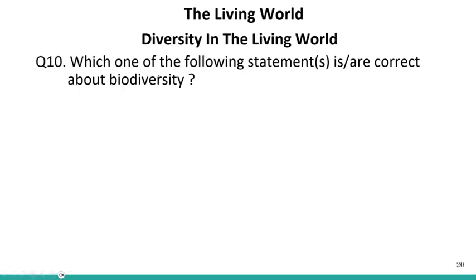The next question is, which one of the following statements is correct about biodiversity? Here they are talking about biodiversity. So what is biodiversity? Variety of the life forms. It simply tells you about the variety of life forms present on the planet Earth.